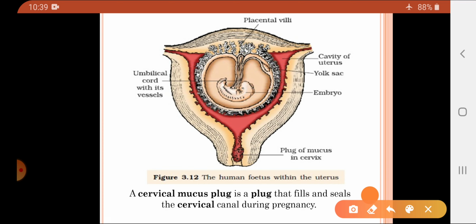This complete red colored structure is the uterus. These are the cavities of the uterus, and within this uterus is the developing embryo. These are the finger-like projections which are villi, and this is the umbilical cord which connects to the placenta. Now, apart from the yolk sac, there are other membranes too which protect the developing embryo, and at the end you can see a plug of mucus in the cervix.